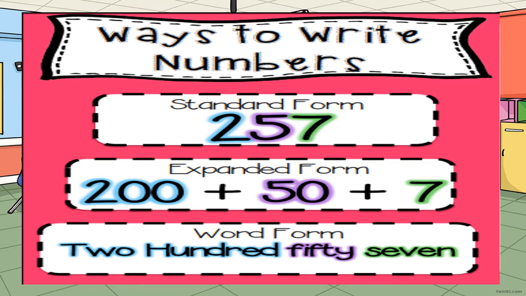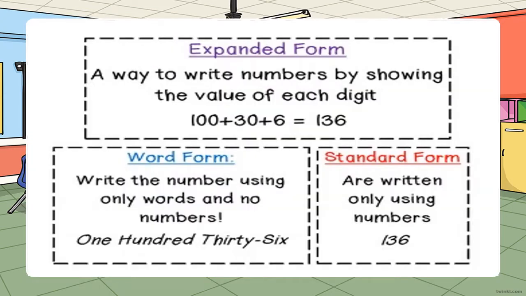Remember, there's no "and" in words. Bahamians have a way of putting "and" in the word. There's no "and" in words. All right, now let's go to the word form. Look at the word form. The word form now is two hundred fifty-seven. Now let's look at another way.